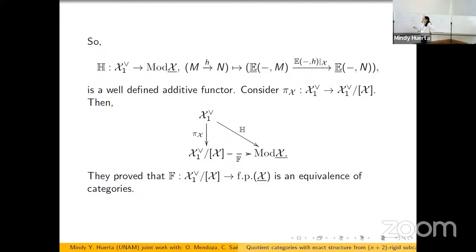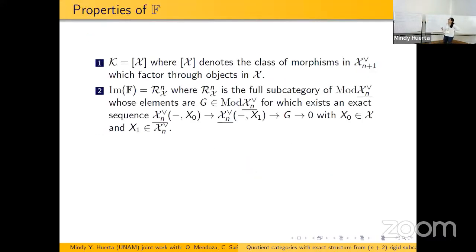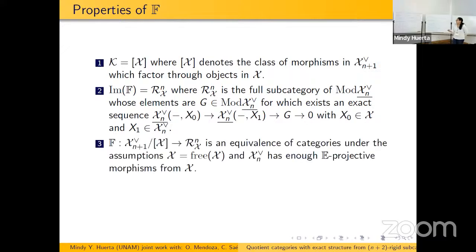Okay. And the last part is under what assumption we can assert that we have the equivalence, okay? And the answer is the following. You just assume that X is closed under taking finite coproducts, and you also assume that X check N has enough projective morphisms from X. That can be thought of, for example, in a category when you have enough projectives, but in this case, you change projective elements by projective morphisms from an element in X, okay? Under this couple of assumptions, we can assert that that is an equivalence of categories, okay?